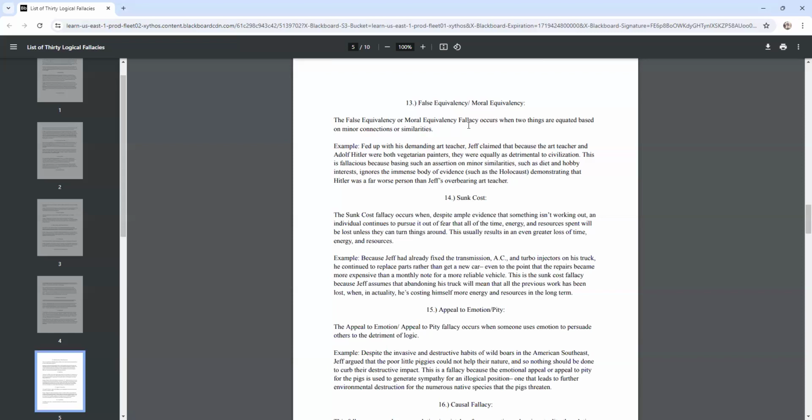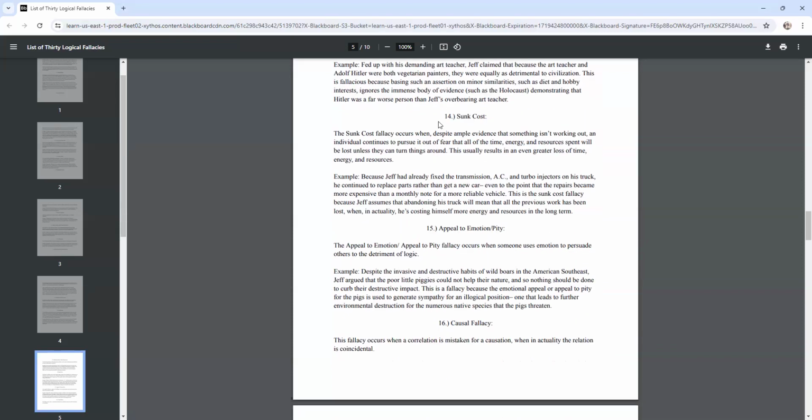This is fallacious because basing such an assertion on minor similarities such as diet and hobby interests ignores the immense body of evidence, such as the Holocaust, demonstrating that Hitler was in fact a far worse person than Jeff's overbearing art teacher. Number 14 is the sunk cost fallacy.